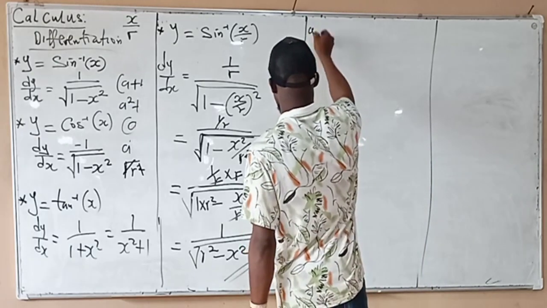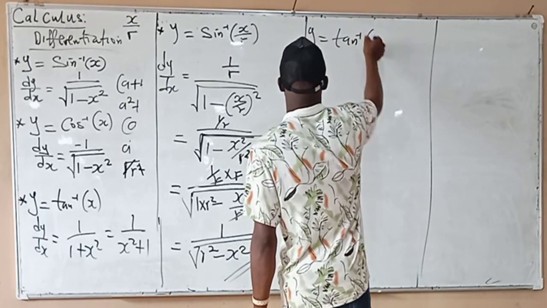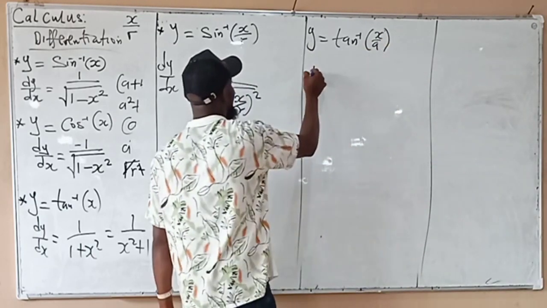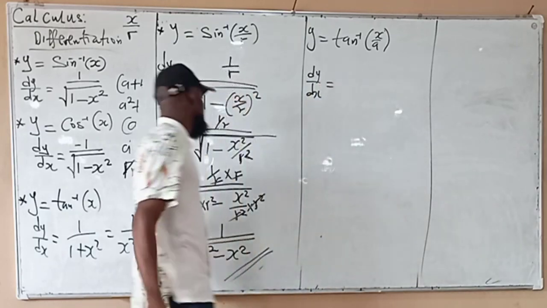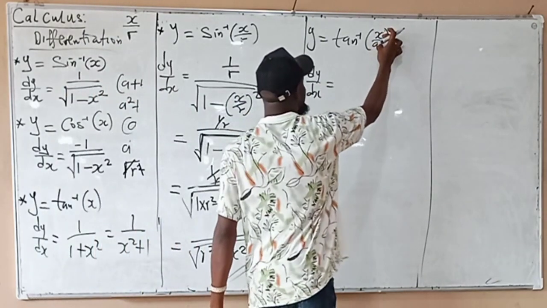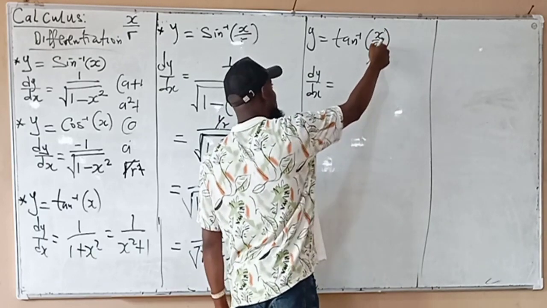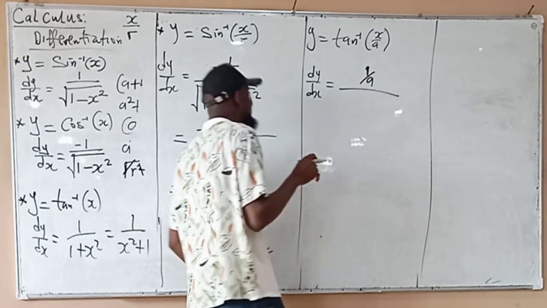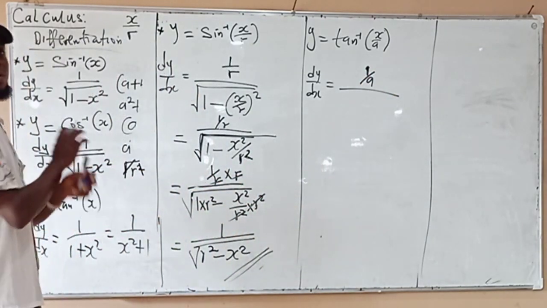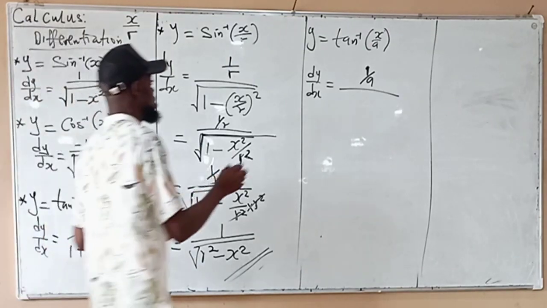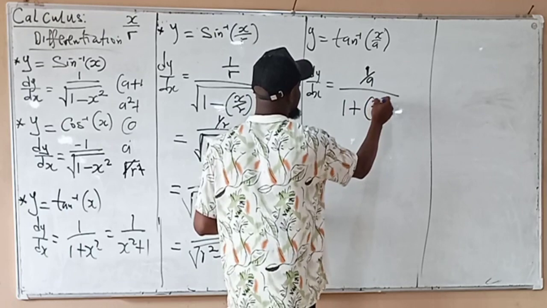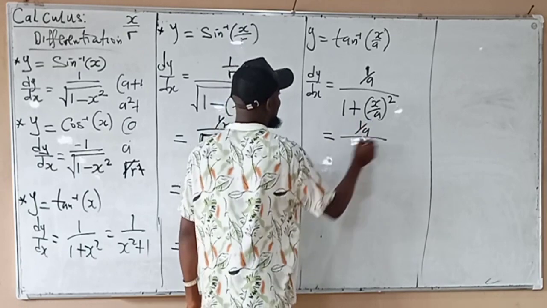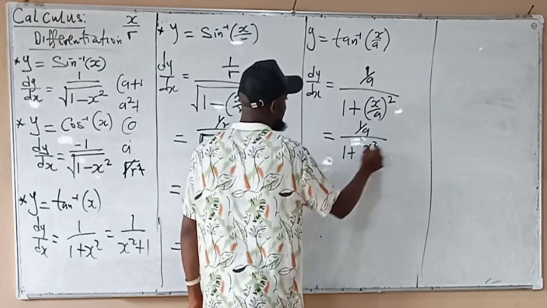Now let me try another one. Let's see, if y is equal to tan inverse of x over a, what will be dy over dx? Differentiate this, we're going to have what? Differentiate x over a; there's no x in the denominator, so we get 1 over a, then divided by, remember for tan inverse there's no square root, 1 plus x over a, then you square it. So it's going to give us 1 over a over 1 plus x squared over a squared.